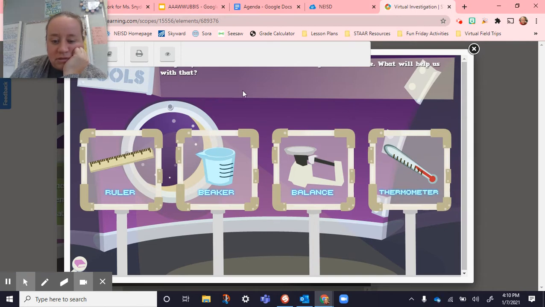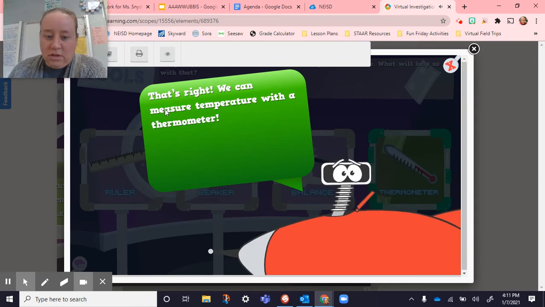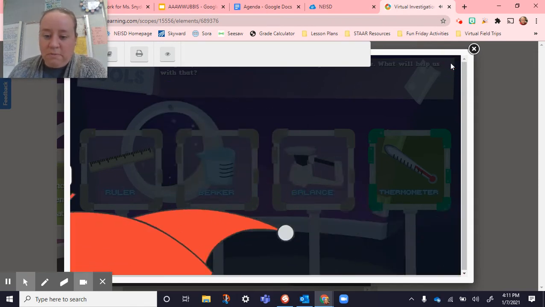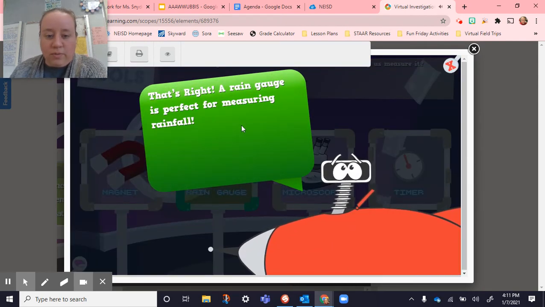I cannot see this. All right, so I think this is the one. I don't know how to move this white bar here, so I'm going to guess. I think it's the one that is asking about finding the temperature. So we can measure temperature with a thermometer. I think this is the one about measuring water. So a rain gauge is perfect for measuring rainfall.